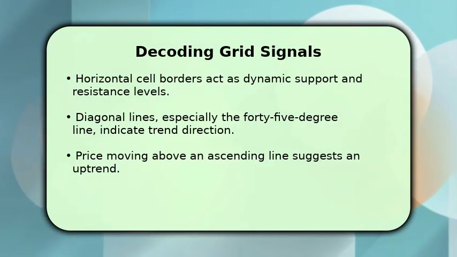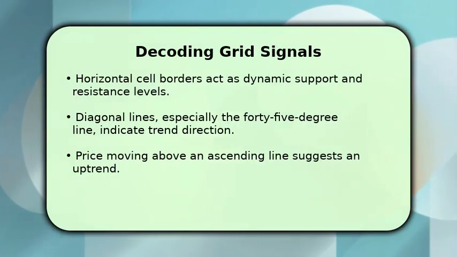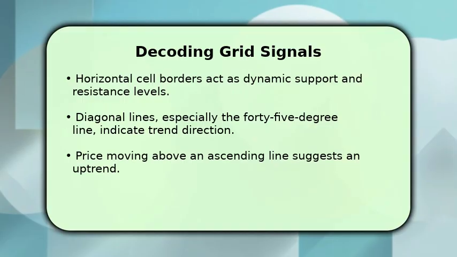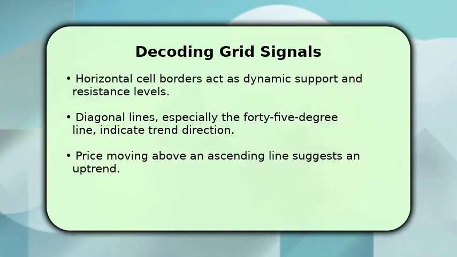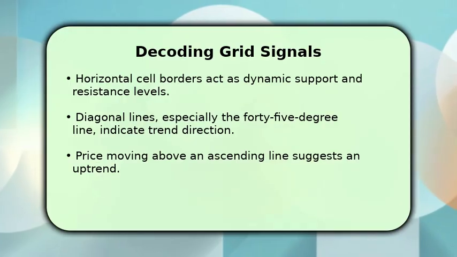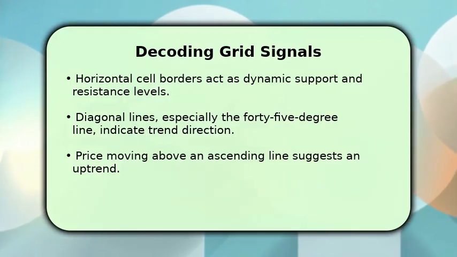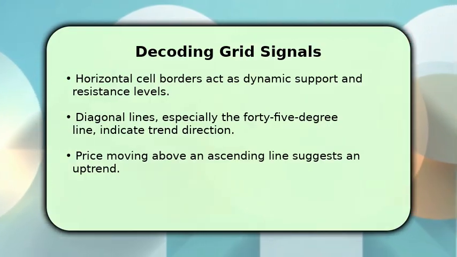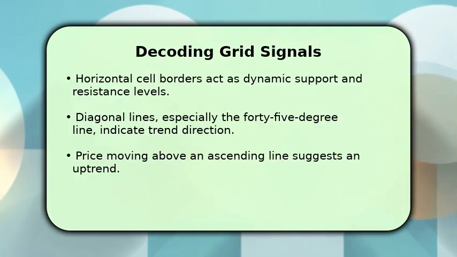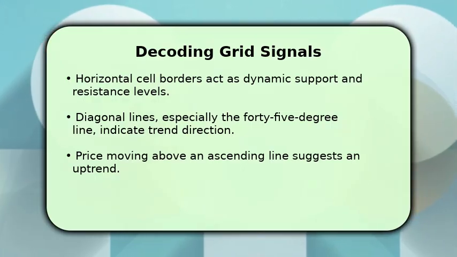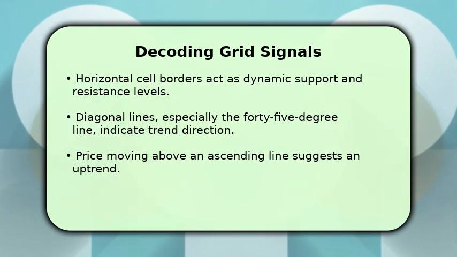Interpreting a Gann grid involves understanding what each line signifies. The horizontal cell borders function as dynamic support and resistance levels, with stronger levels indicated by more frequent price interactions. The diagonal lines, particularly the 45-degree line, are crucial for identifying the market's trend direction. When price moves above an ascending line, it suggests an uptrend, while below a descending line indicates a downtrend. Intersections of these grid lines often signal potential shifts in the prevailing trend.